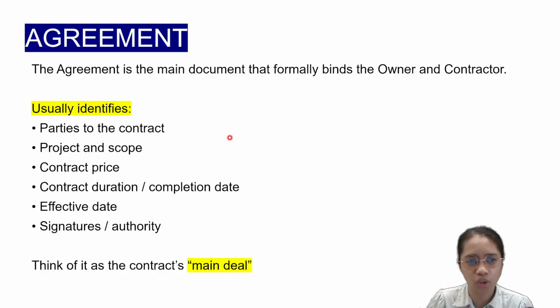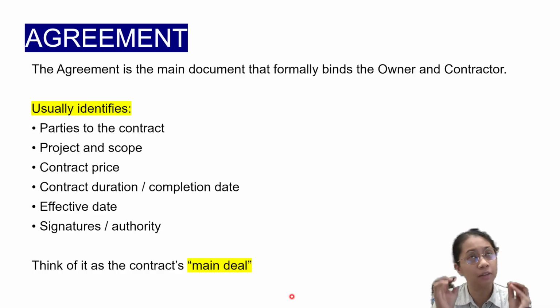The details usually identify the parties to the contract. As we mentioned a while ago, the definition of a contract is an agreement between two or more parties, so the names of the parties involved in the contract are here. The project and the scope, the contract price, the contract duration or the completion date, the effectivity date, and the signatures or the authority. Think of it as a contract's main deal. So the agreement is the first part wherein the details are mentioned. Next.